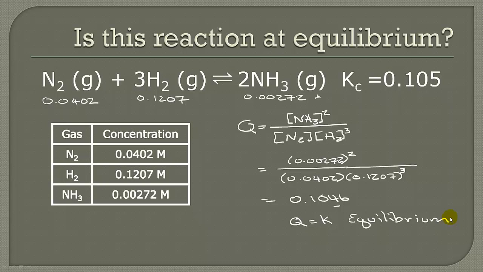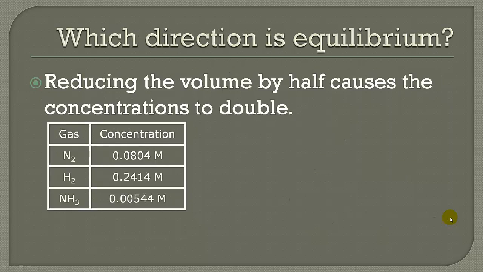The next part actually says what happens if you reduce the volume of the container by half. So just a little side note here. When you decrease the volume by half, what you end up doing is doubling the concentrations of each substance. If the reaction doesn't shift, you have the same number of moles in the container and the volume is decreased by half, so the moles per liter will have doubled. So here's what we have. Reducing the volume by half causes the concentrations to double, and these are the concentrations that you have.